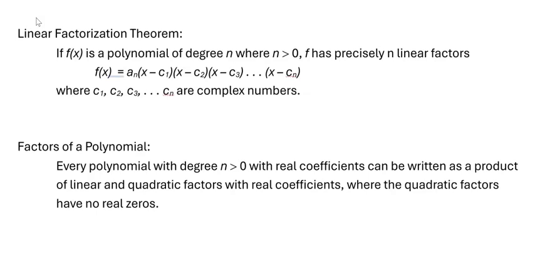It says if f of x is a polynomial of degree n, where n is greater than 0, that function has precisely n linear factors. In other words, f of x can be written as a, some leading coefficient, times x minus c1, x minus c2, x minus c3, all the way down to x minus c sub n, where c1, c2, c3, and c sub n are complex numbers.